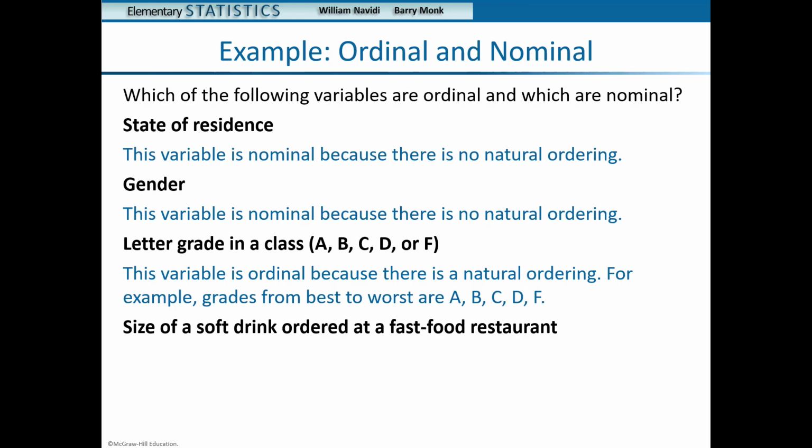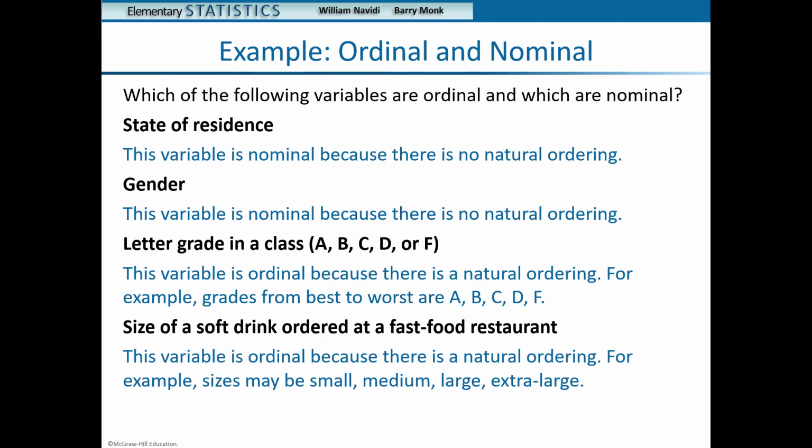Or similarly, size of a soft drink order at a fast food restaurant. This is a qualitative variable that may have the categories such as small, medium, large, extra large. Arranging the category names in that way is natural. It makes sense to arrange them from the smallest size to the largest size, or largest to smallest would also be a natural way to order those. So that illustrates the difference between ordinal and nominal variables, which are both different types of qualitative variables.